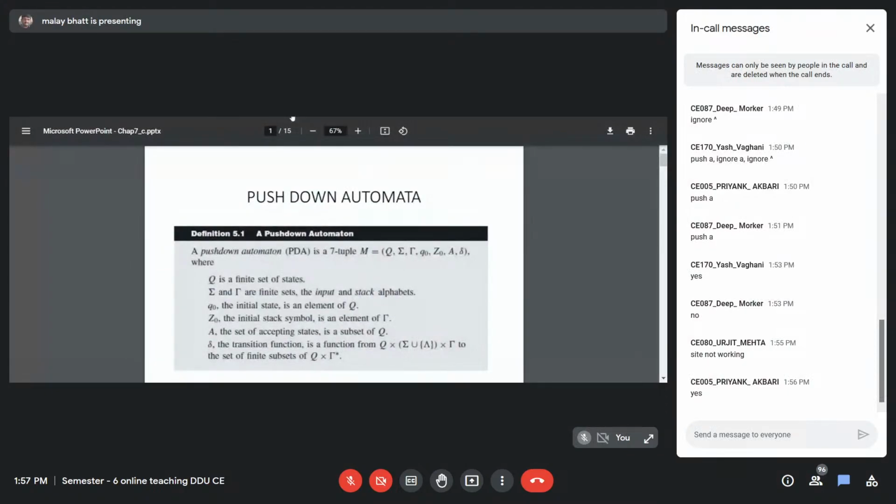As you can see here, there is a definition of pushdown automata. It has 7 parameters: Q, that is a set of states, and sigma, that is the input alphabet. We have another special symbol, which is known as tau. It is a Greek alphabet.